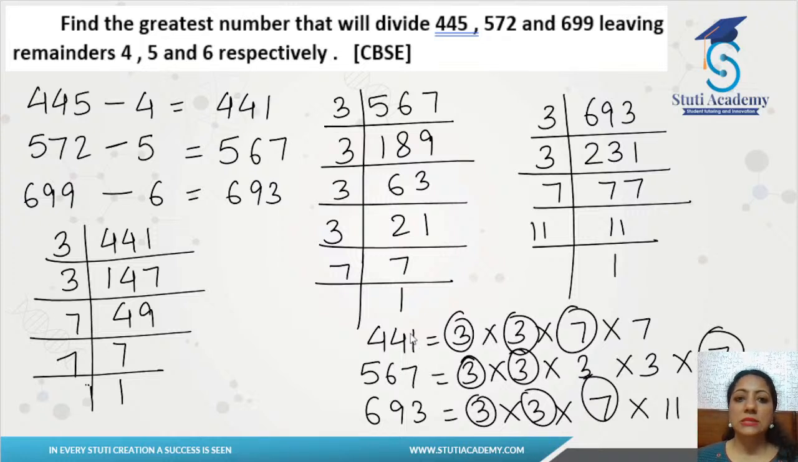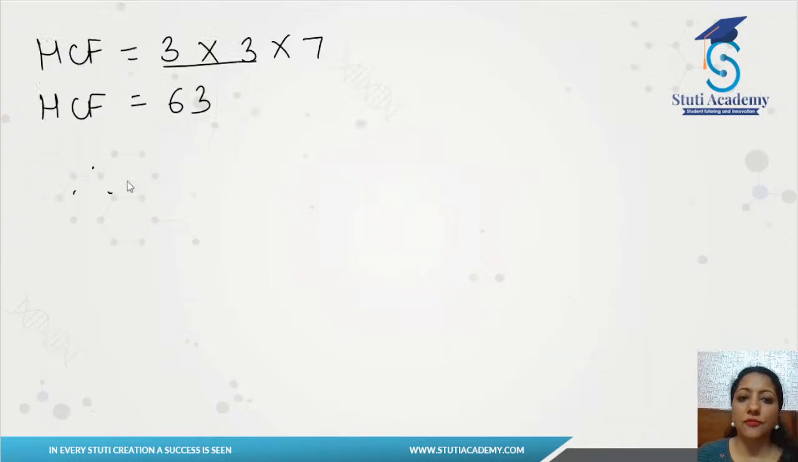Finally, we can say that 63 is the greatest number that will divide 445, 572 and 699, leaving remainders 4, 5 and 6 respectively. 63 being the HCF of 441, 567 and 693 will exactly divide these three, but will leave remainders in case of 445, 572 and 699. So you can straight away say, therefore 63 is the required number.